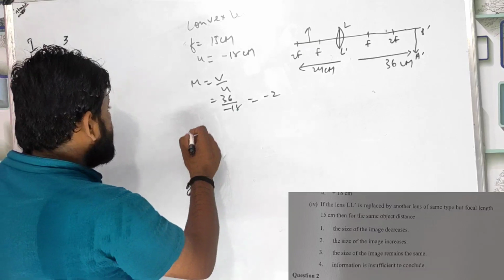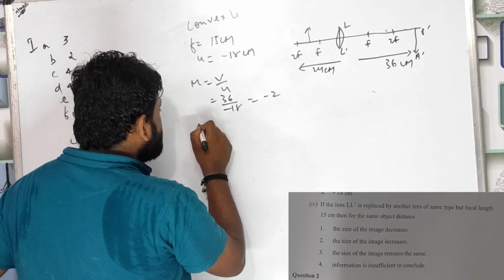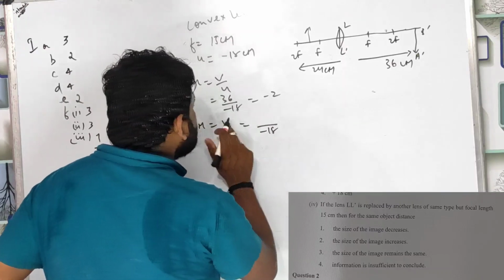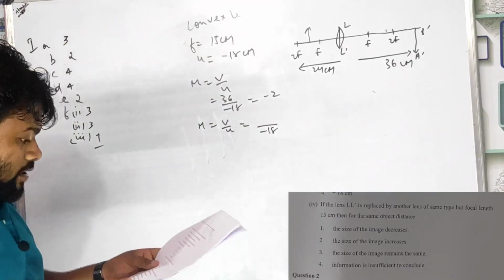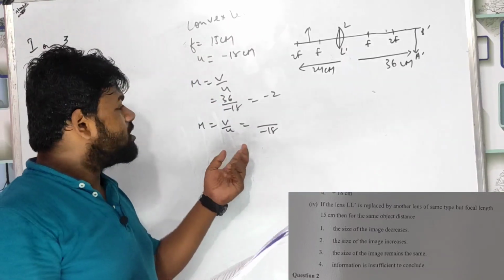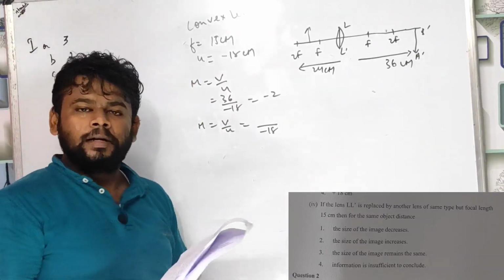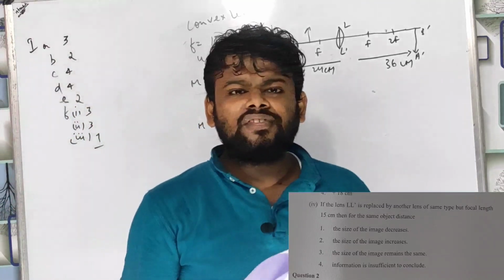But here, in case of this magnification, v upon u, u is given, that is minus 18. The v is not given. V is not given in the question, but focal length is given. Can we find the image distance here? Yes, we can find. How?